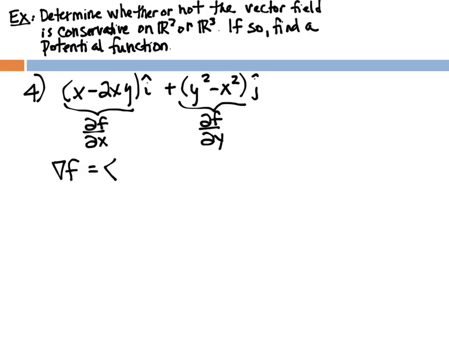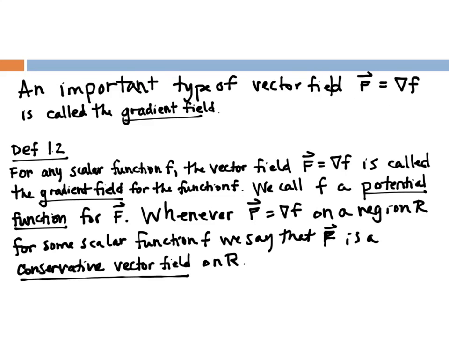Okay. Our goal is to find f. Gradient of f we're given. So let me go back to the definition real quick so I can show you. There it is. What it says is whenever the function F equals the gradient of f on a region for some scalar function f, we say that F is conservative. At the very end of those directions, it says, if so, find a potential function. This is one of those cases where we are attempting to find a potential function, and if it works, it's conservative and we found it, and if it doesn't work, then it can't be done.